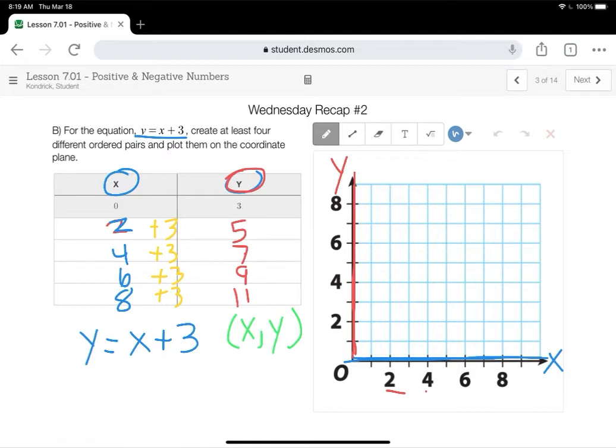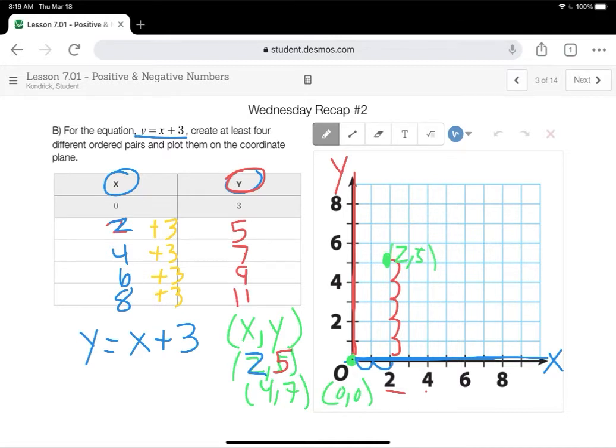And that is where I can put my numbers like 2, 5, 4, 7, and so on and so forth. So how do I graph? I always start at the point 0, 0, which is my origin, and then I'm going to go 2 spaces in the x direction, so 1, 2, and then I'm going to go 5 spaces in the y direction, 1, 2, 3, 4, 5. So I have my point right here at 2, 5.